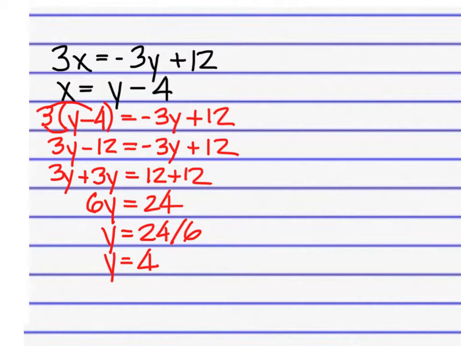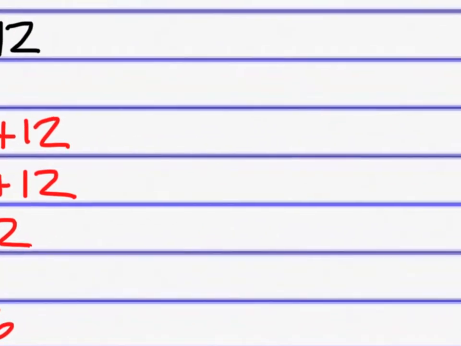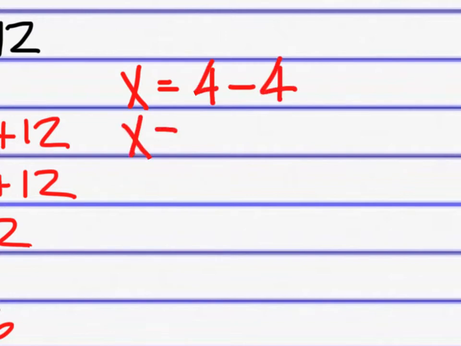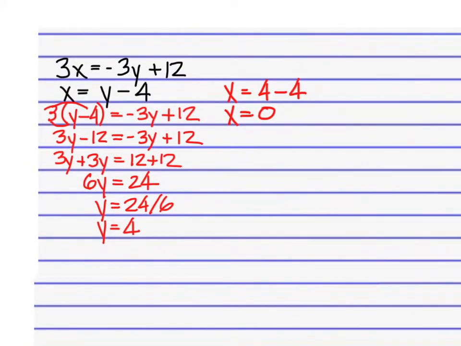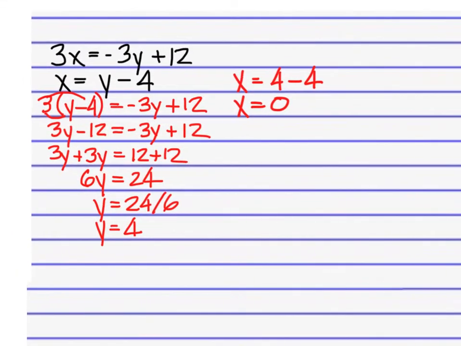That's right, we can put y equals 4, the 4 in for this y in the second equation. So instead of x equals y minus 4, we have x equals 4 minus 4, which is 0. And for our answer, x is 0, y is 4.